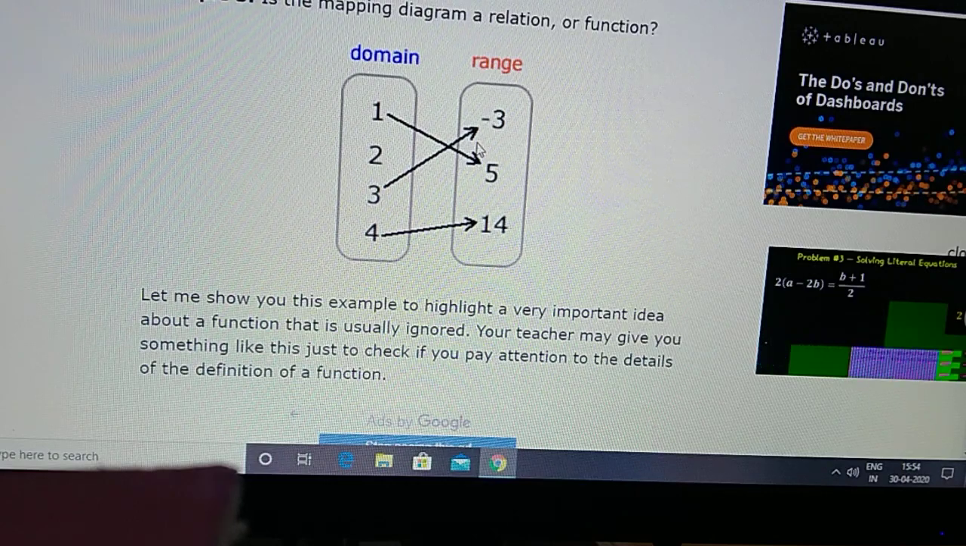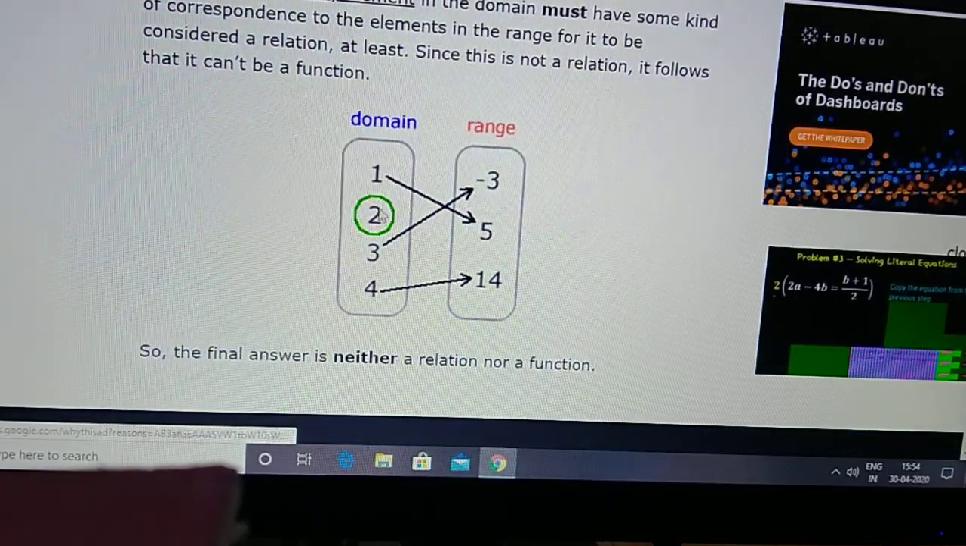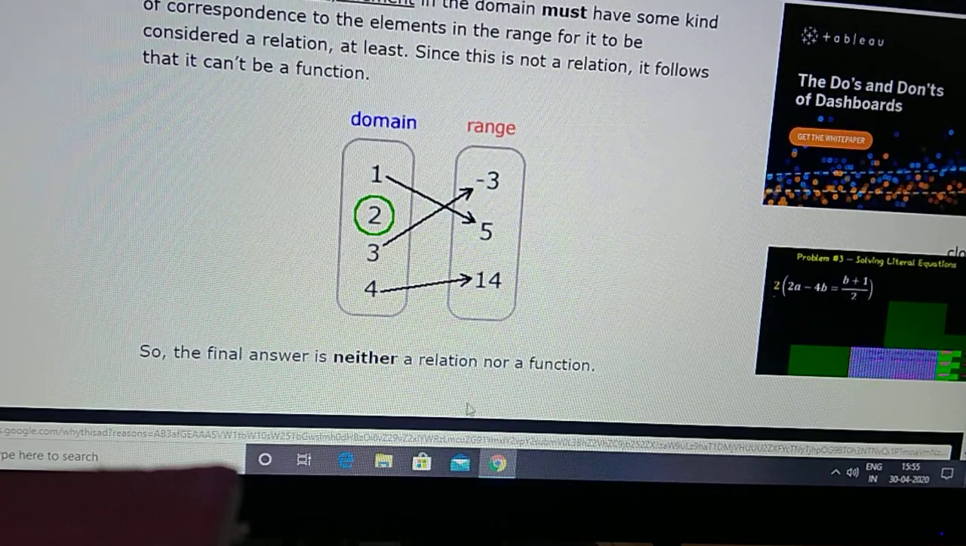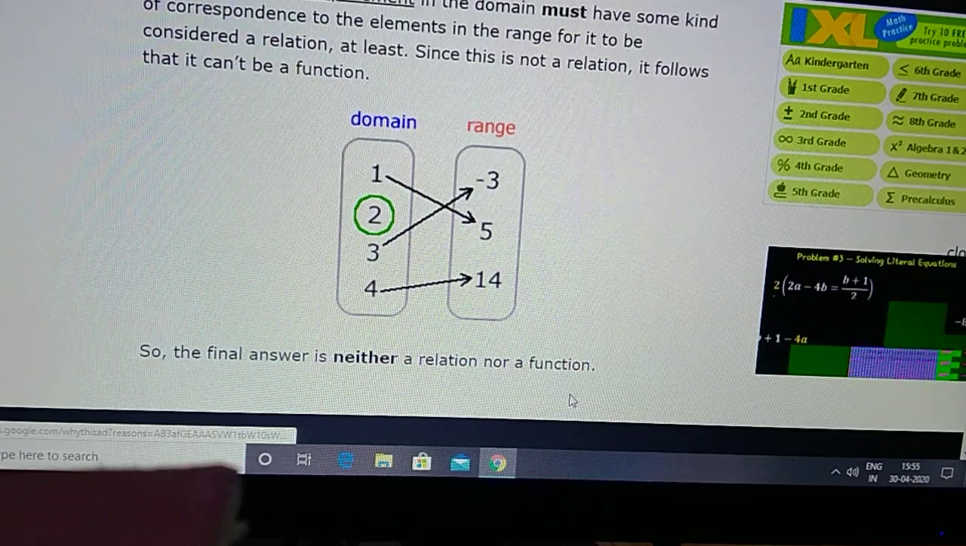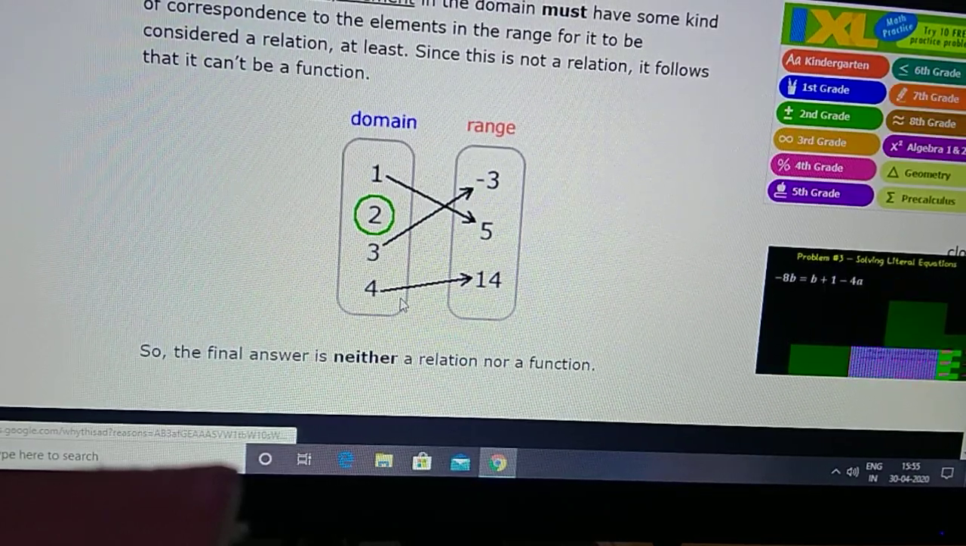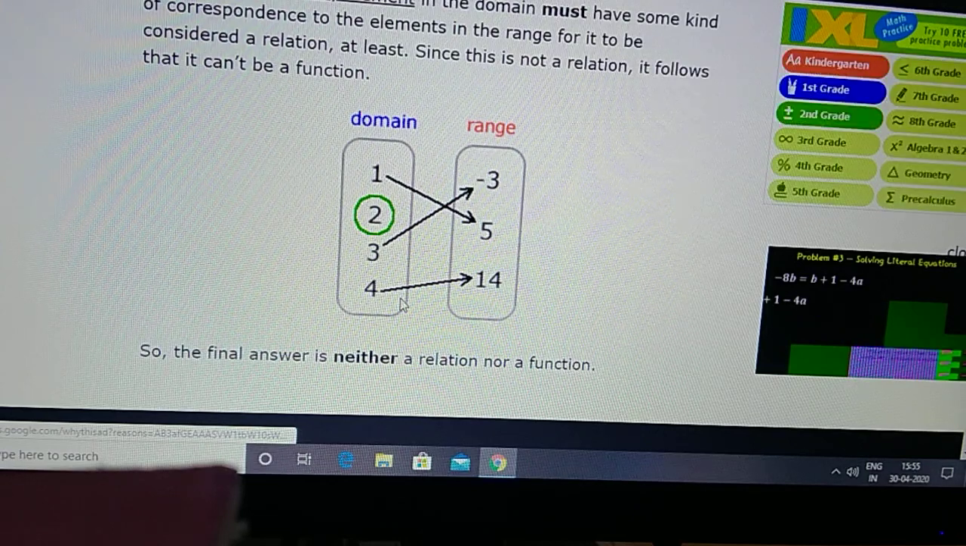a pair, each pair. If I talk about the 2, if you go down, 2 does not have any relation, or any pair. So it is neither a relation nor a function. For a function, it is very important that first we have a relation, then we talk about the function. So the given example is neither a relation nor a function. Hope you have understood.